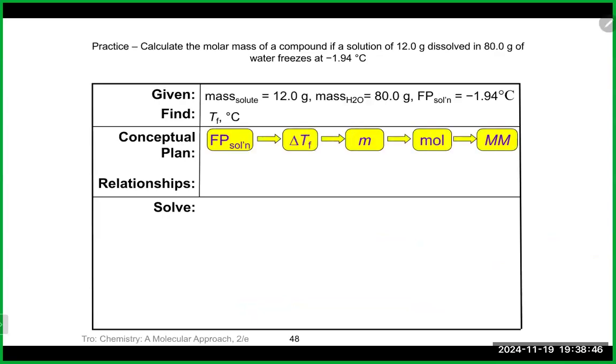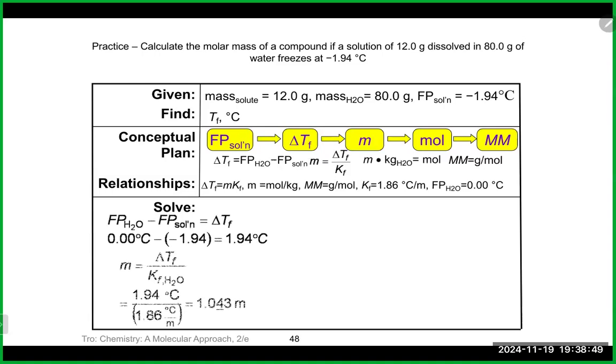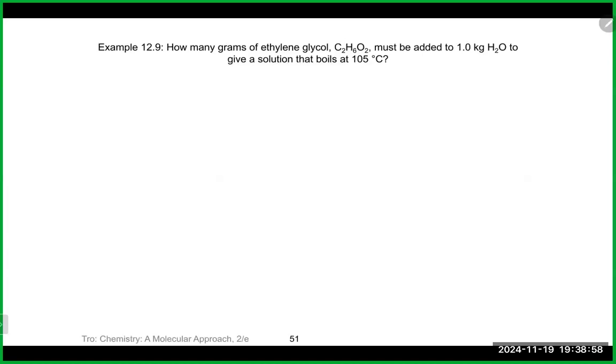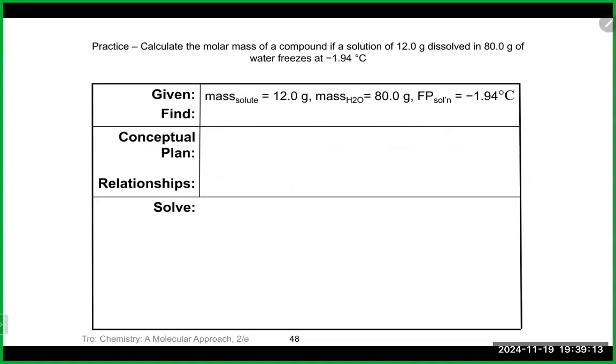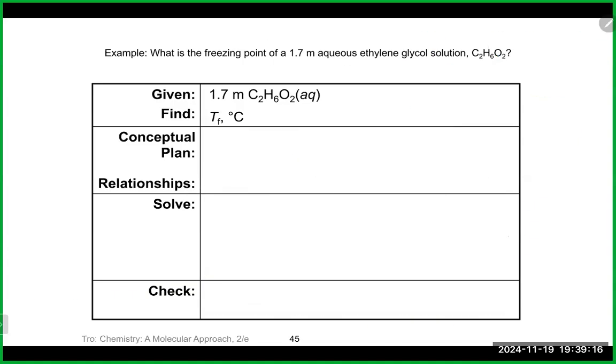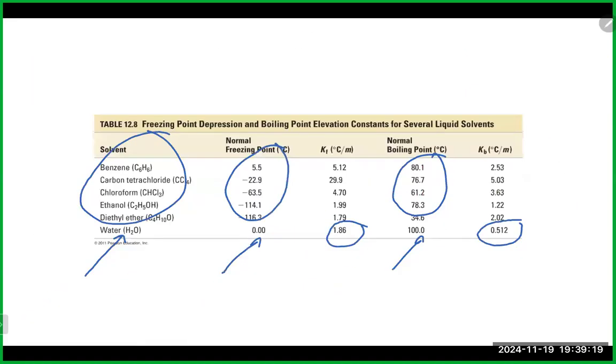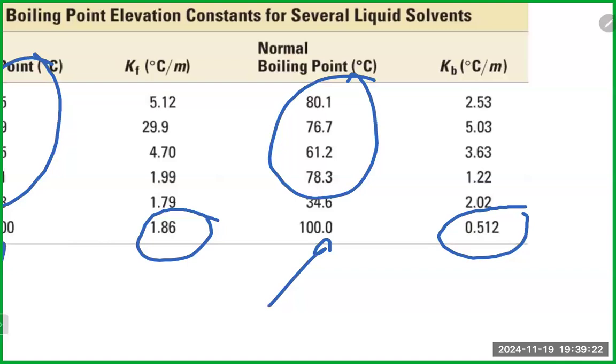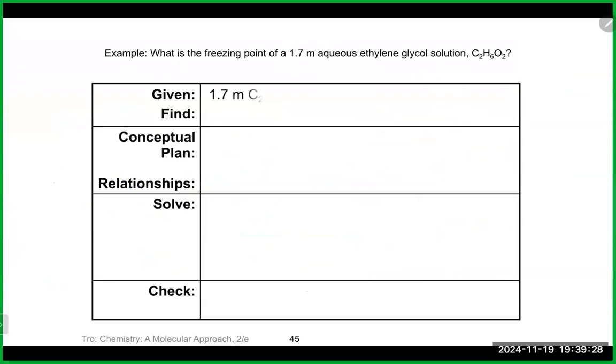That's the one we just did, I think. All right, so why don't you try this one then? We got how many grams of ethylene glycol must be added to a kilogram of water to give a solution that boils at 105 degrees Celsius? So just so you know, for our boiling point in this case, we want to go back to our table. And for our boiling point, it is 0.512 for our water and 100 degrees Celsius.